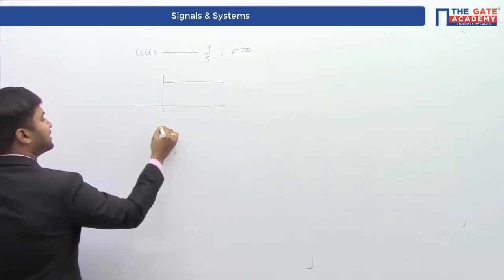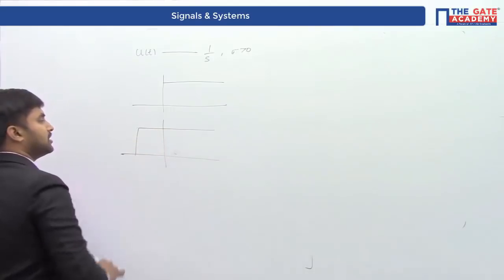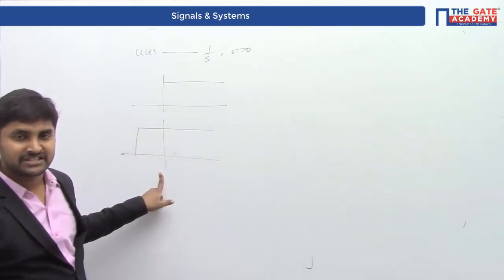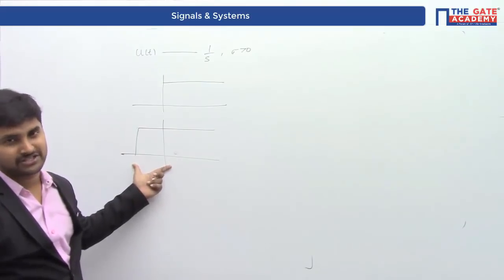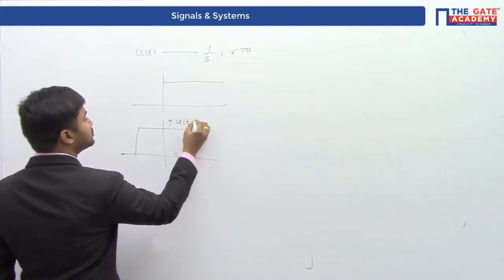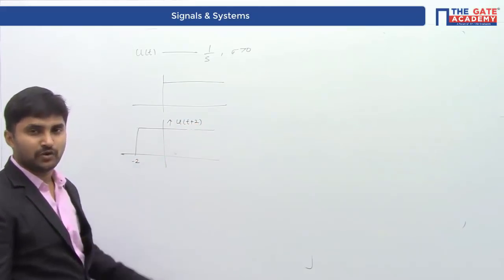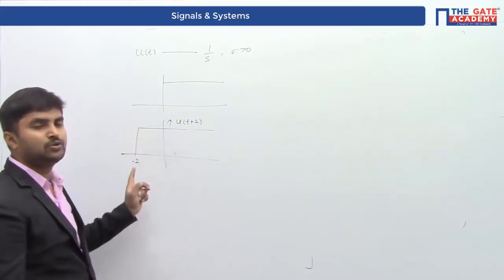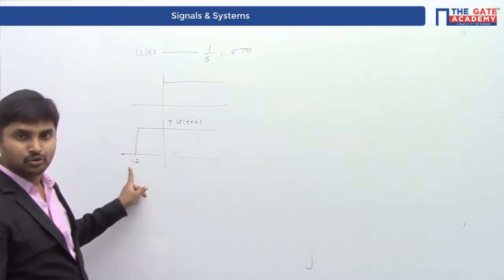Now let me make this signal non-causal. Is this signal a causal signal or non-causal signal? Because the left side is not equal to 0, it's a non-causal signal. And this signal can be represented as u of t plus 2, where I'm shifting the signal towards the left by 2 units.